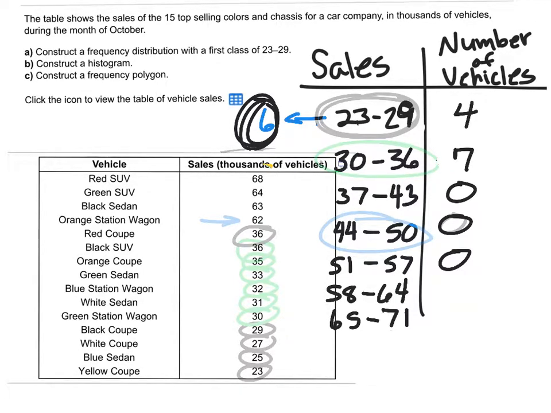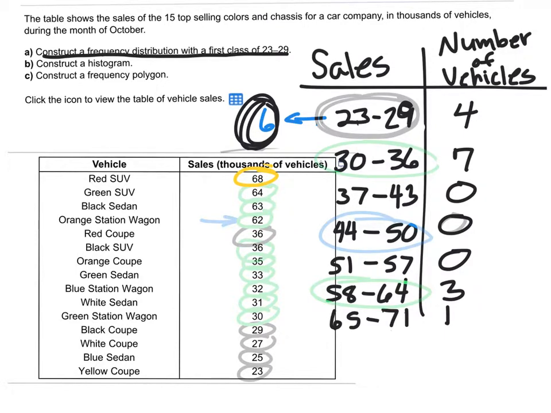Now, let's see how frequently a number pops up that is between 58 and 64. So I've got 1, 2, and 3 of those. And finally, I've got one last number that falls within the interval of 65 to 71. So I have just answered part A. I constructed a frequency distribution with a first class of 23 to 29.